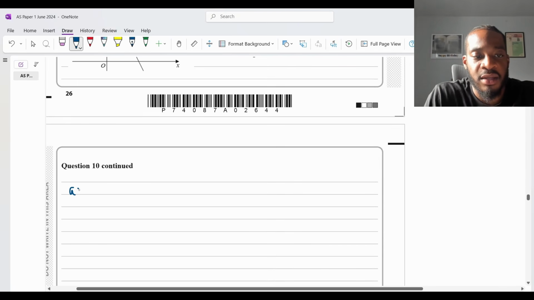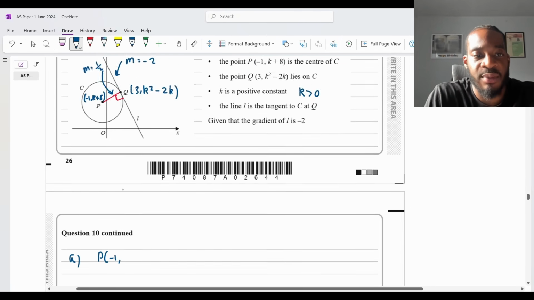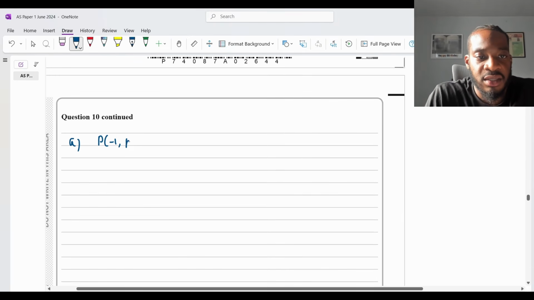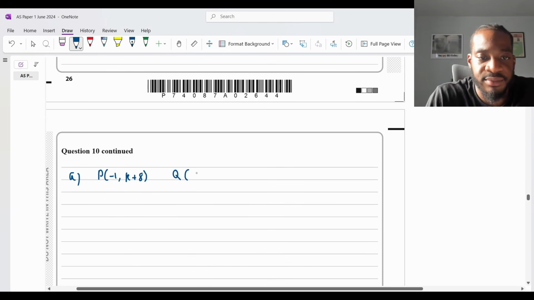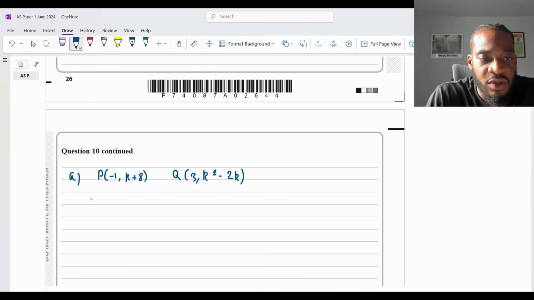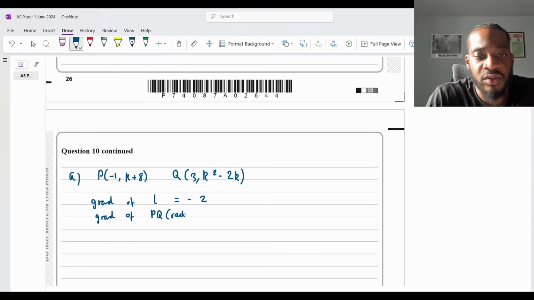So part A, we've got the point P, which was minus 1, was it k plus 8? Yes, it was k plus 8. And then the point Q was, what was it? 3, k squared minus 2k. Now, we know that the gradient of L is equal to minus 2. Gradient of PQ, which is also the radius, happens to be the negative reciprocal, isn't it? Because a tangent and a radius meet at right angles. So I could just say this is L, this is PQ, something like that.